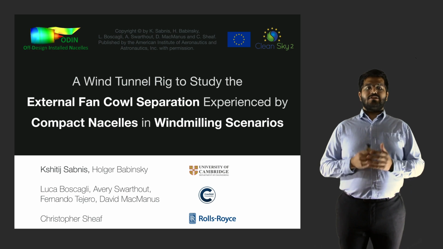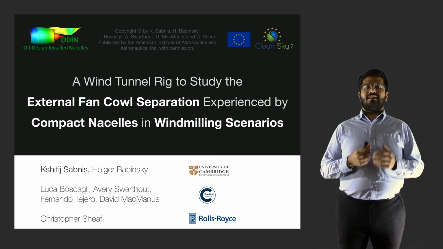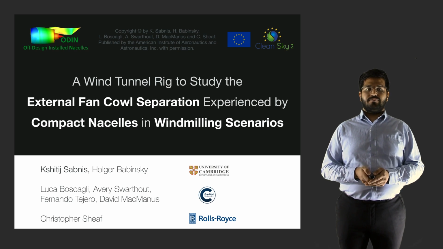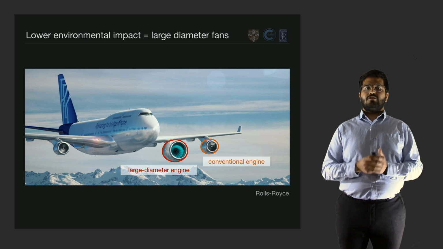Hello, I'm going to be talking about some work that we at Cambridge have done together with Cranfield and Rolls-Royce, looking at the separation on the external surfaces of aircraft engine nacelles in specific off-design scenarios. The work is really motivated by the fact that in order to reduce the environmental impact of aviation, it's necessary to use engines with larger bypass ratios, and as a result, larger diameter fans.